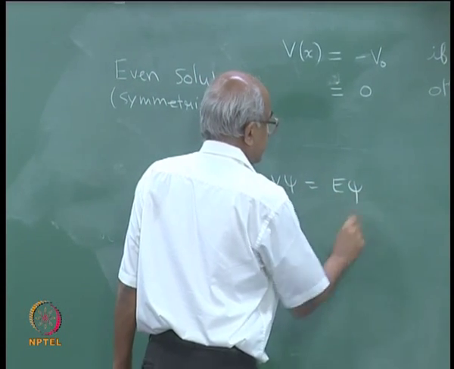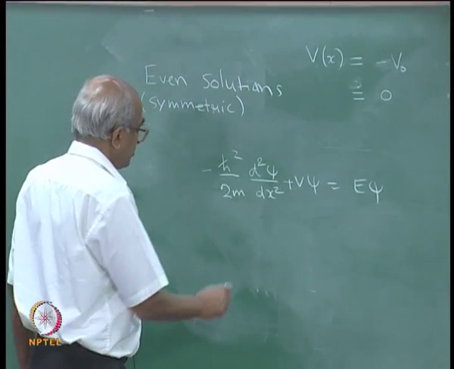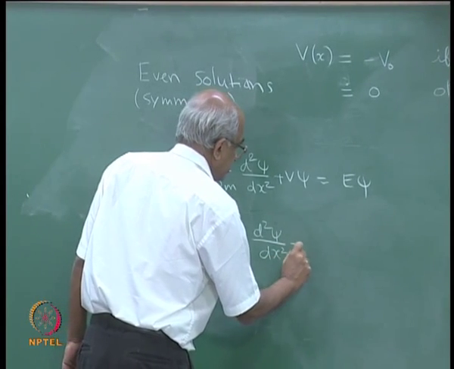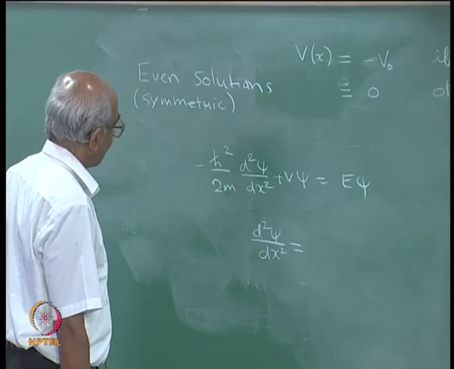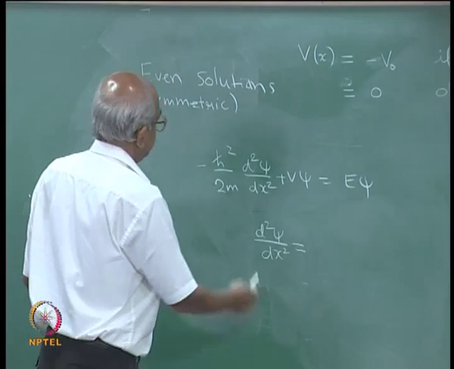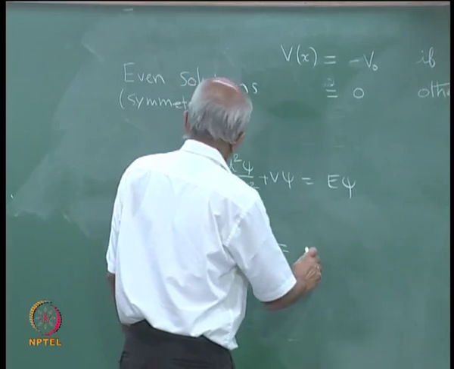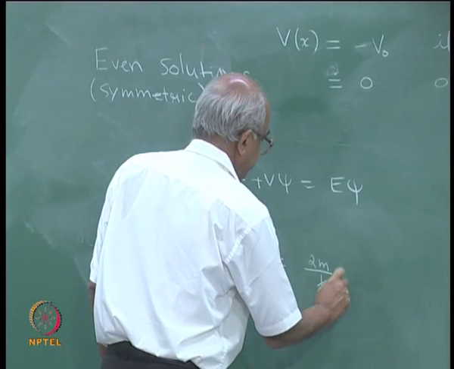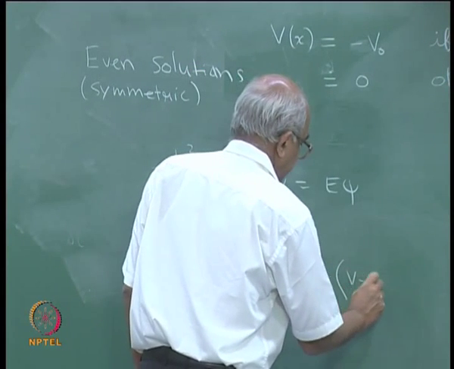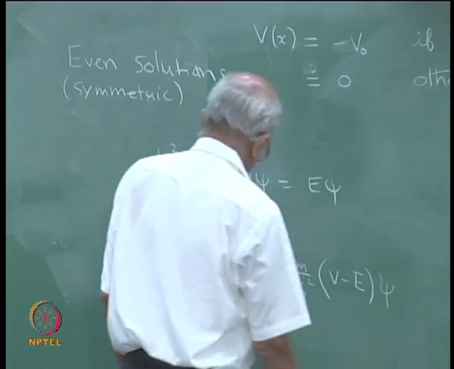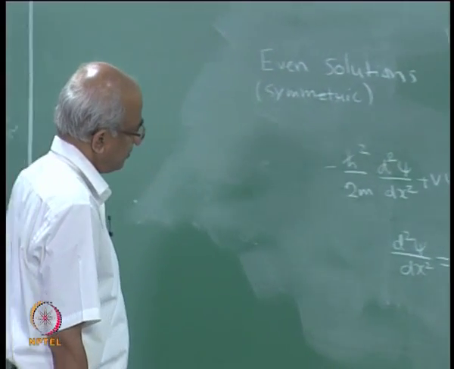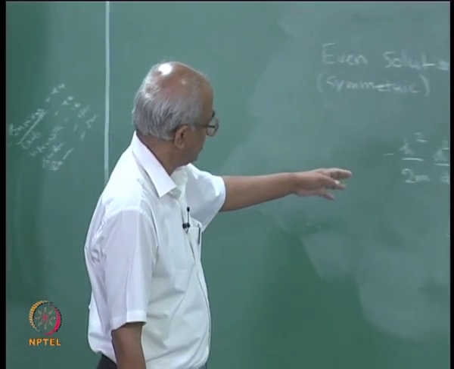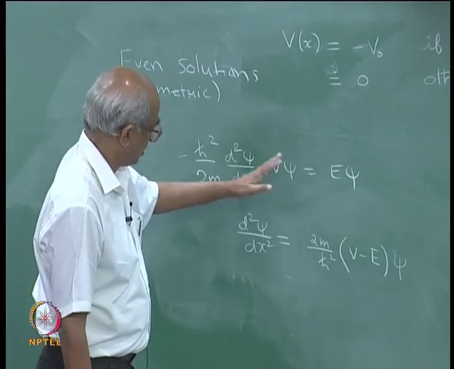This is the Schrodinger equation, and you can rearrange this and say, okay, this means that d square psi by dx square is equal to how much? You just rearrange, you are going to say it is going to be 2m by h cross square into v minus e times psi. Is that okay? Right. If I rearrange this, yes, this is okay.